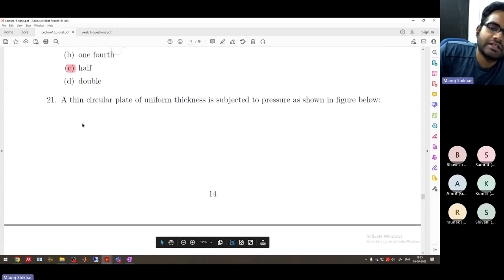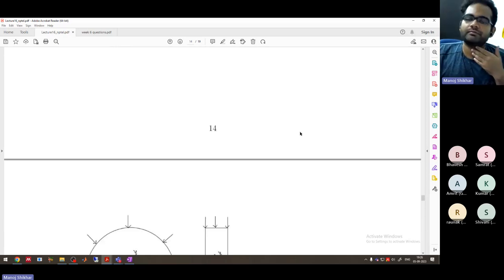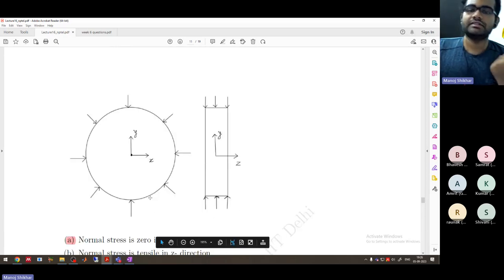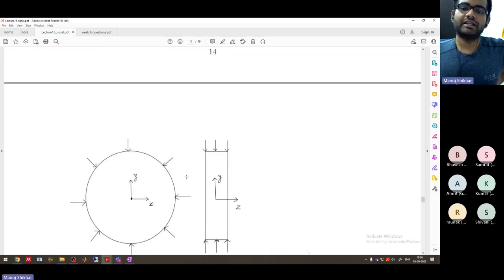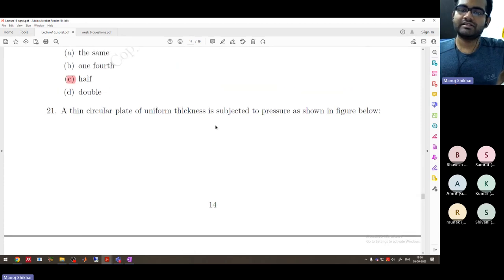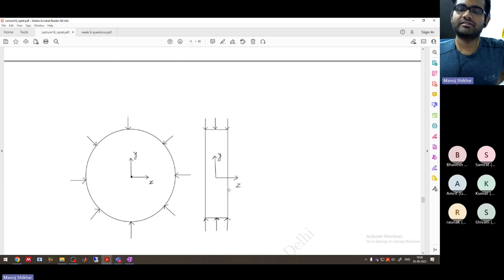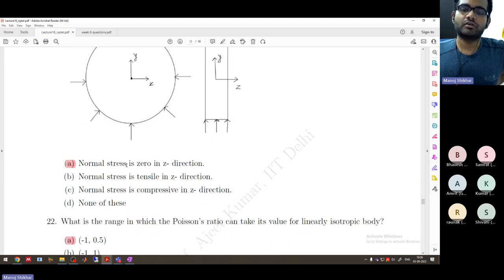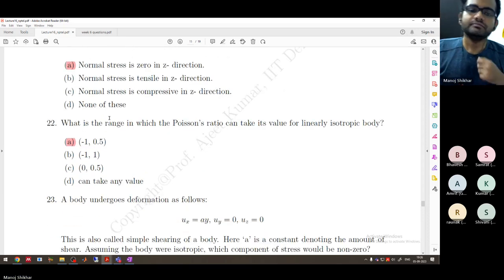Question number 21: a thin circular plate of uniform thickness is subjected to pressure as shown in the figure below. In this case, you can see the y axis, and the z axis is the out of plane axis. So this plate is getting pressurized. This is the case of plane stress loading, so any component with z in the stress will be 0. So normal stress is 0 in z direction is the correct answer.